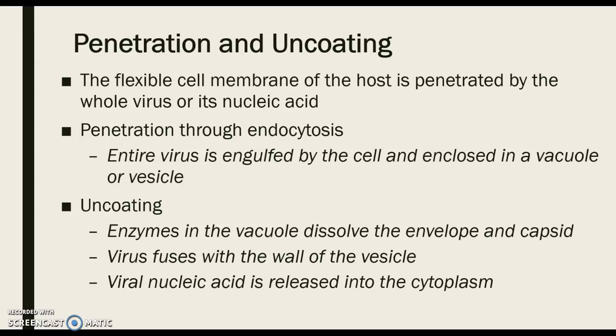The actual uncoating of the virus is when the enzymes in the vacuole dissolve the envelope, if there's one there, and the capsid, and then that virus fuses with the wall of the vesicle, and the viral nucleic acid is then released into the cytoplasm. So suddenly you have the nucleic acid of this virus rolling around your cell.